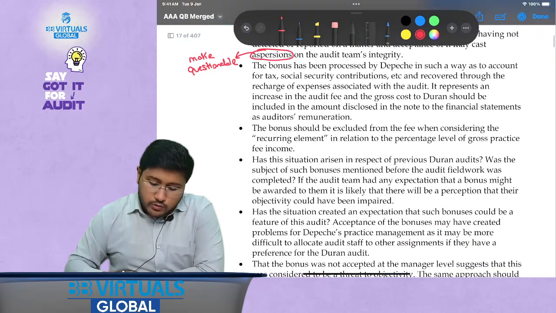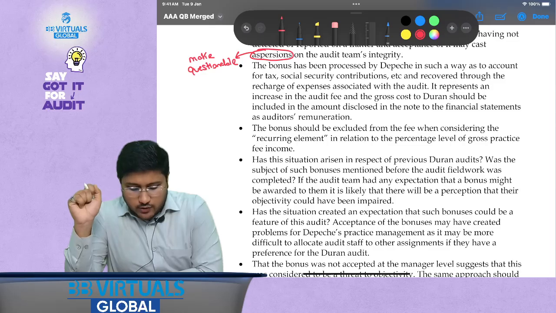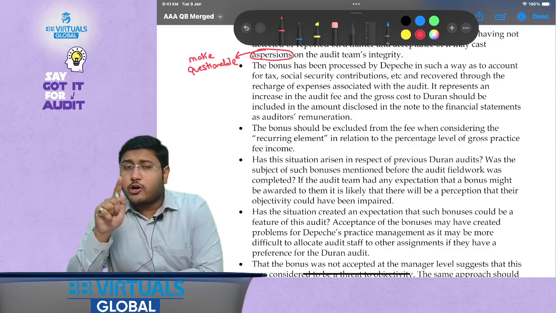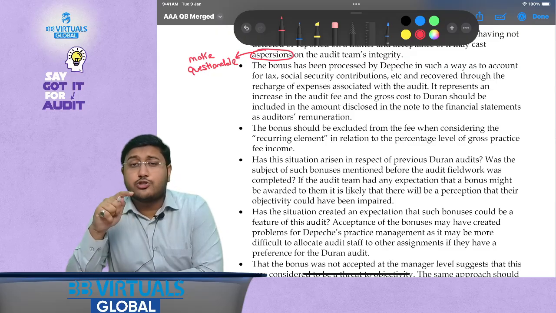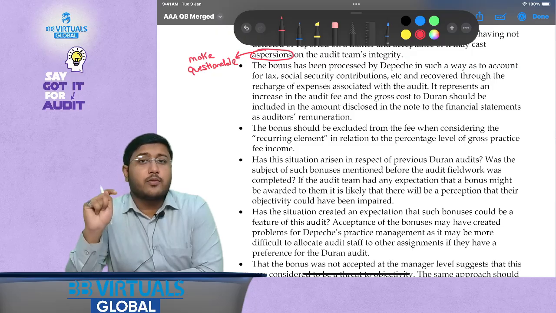The bonus should be excluded from the fee when considering the recurring element in relation to the percentage level of gross practice fee income. That is, even if this amount is charged back, it should not be made part of the auditor's remuneration. It should be presented separately from the recurring fees.